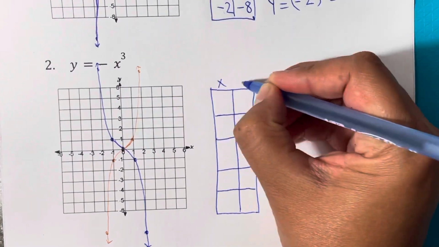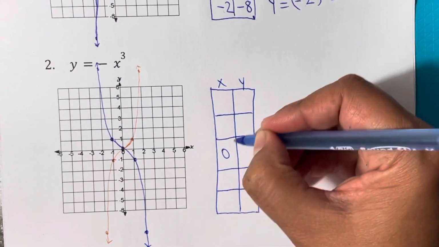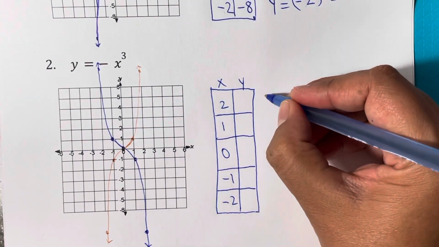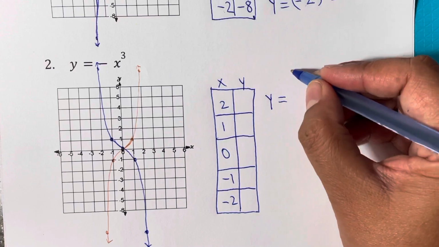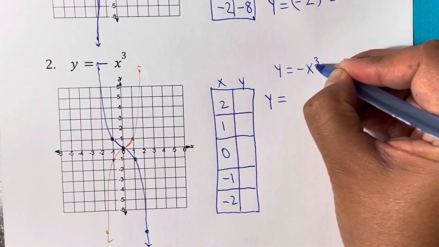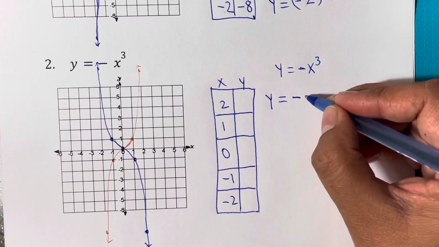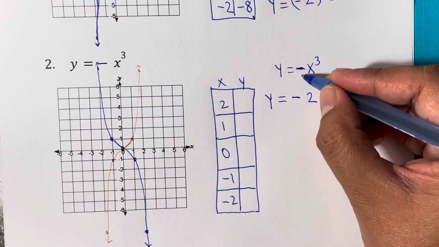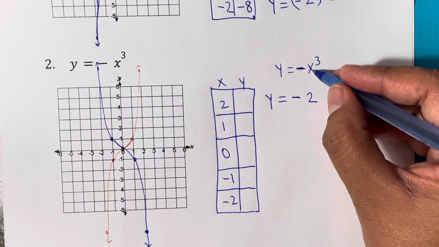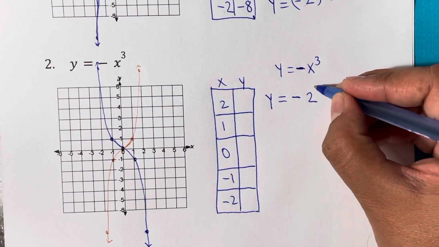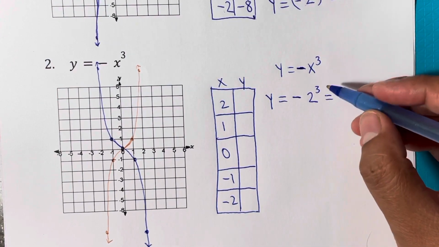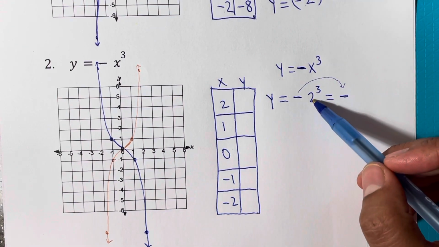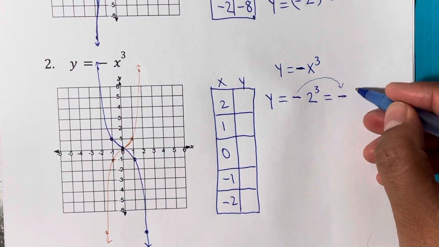Okay, for the values of x, we're going to choose the same 0, 1, 2, -1, -2. And so again, we're going to put y is equals to -x cubed. We bring down the negative and then we substitute the 2 right here. Okay, don't get rid of this negative, just bring it down. Replace the x with 2 to the third power. And that means this will just go over here. And so 2 times 2 times 2 is 8.